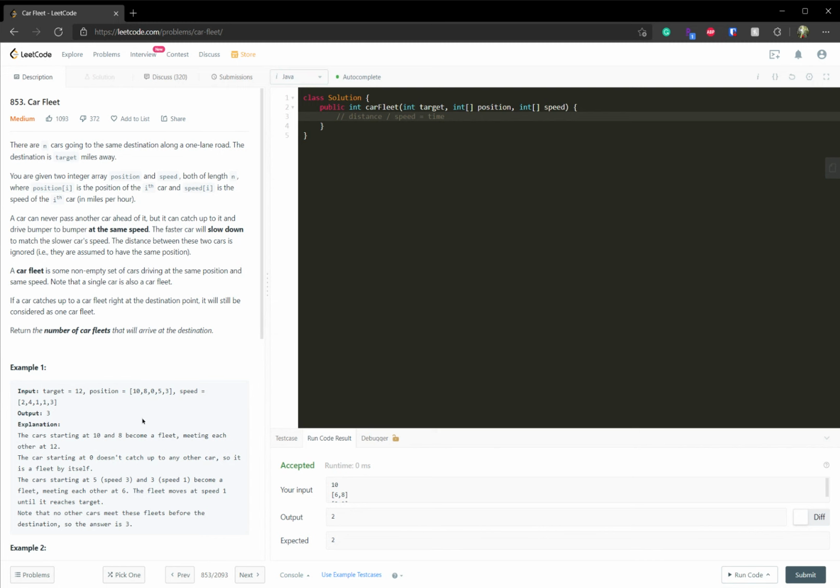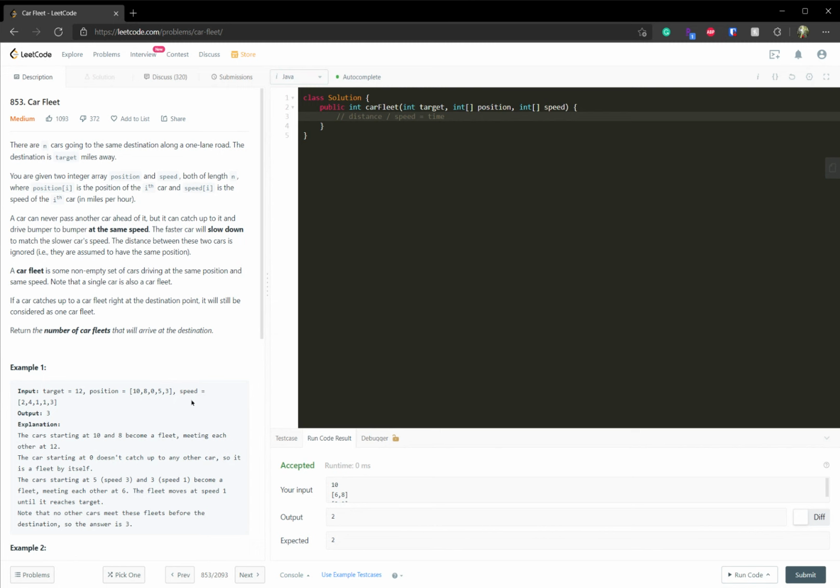a group. And then for car 5, 12 minus 5 is 7, over a speed of 1 is 7 units of time. And for car 3, 12 minus 3 is 9, and 9 over 3 is another 3. So one is 7 and one is 3.